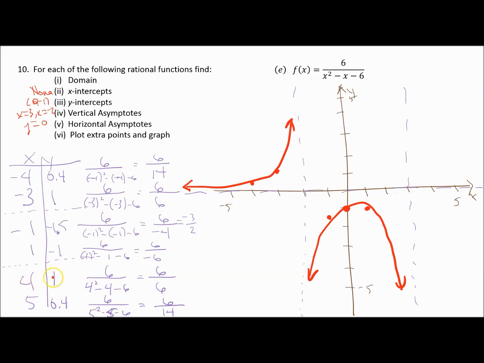And finally, on the other side of x equals 3, we've plotted the point 4, 1. And we need to plot the point 5, 0.4. And I think that's enough for us to see that our graph looks like that. So we've got several problems here where we're simply trying to calculate the vertical and horizontal asymptotes, and that's it. Okay, expect test questions like this on your in-class test.